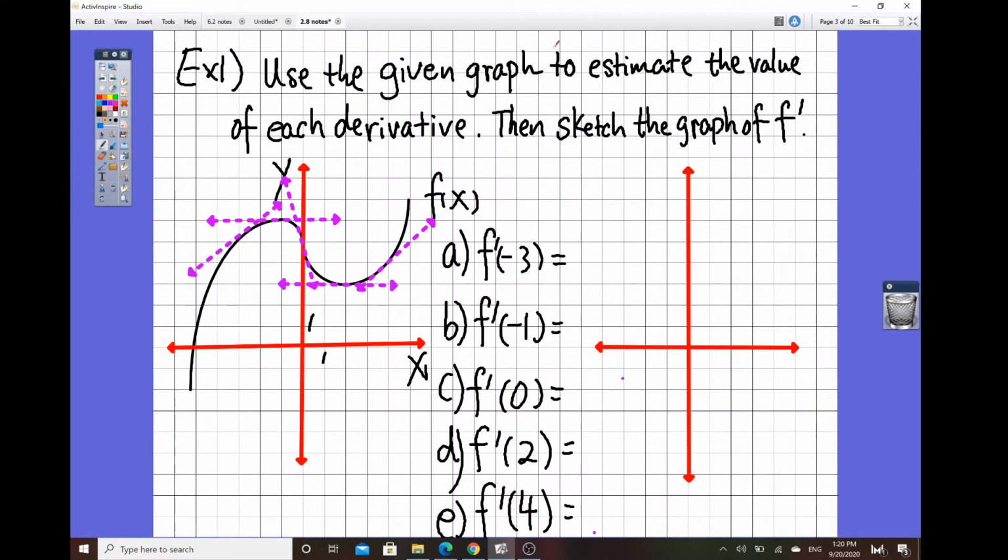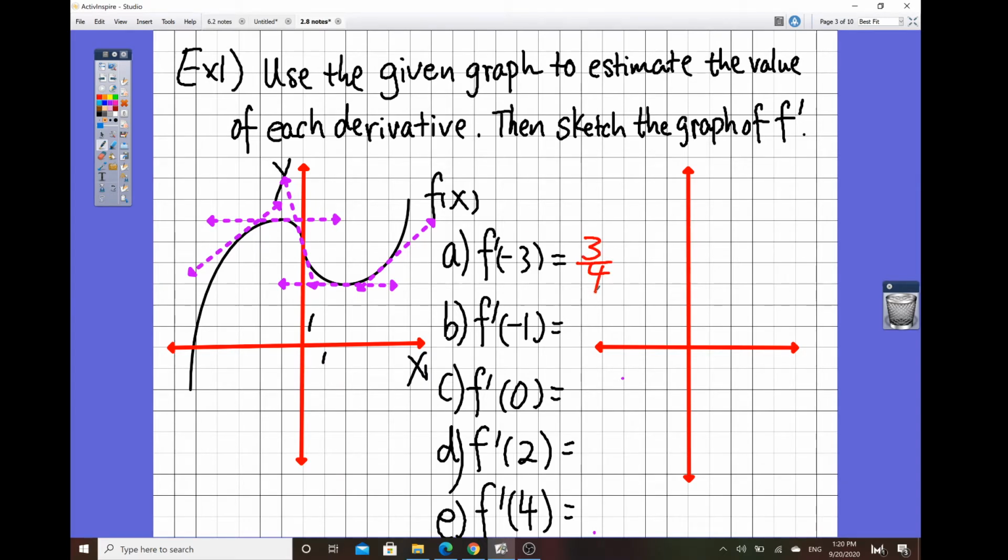Use the given graph to estimate the value of each derivative, then sketch the graph of f prime. Here's the function f of x. Now let's find f prime of -3. At the position of -3, we want to find the instantaneous rate of change. One thing you can do is set up the tangent line and find the rise over run. Just count: 1, 2, 3, and then 1, 2, 3, 4. So rise over run is 3 over 4.